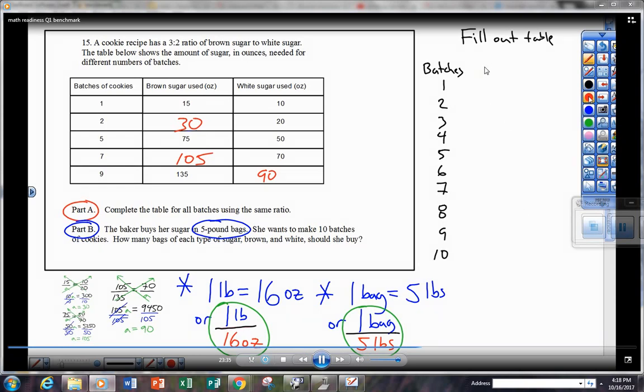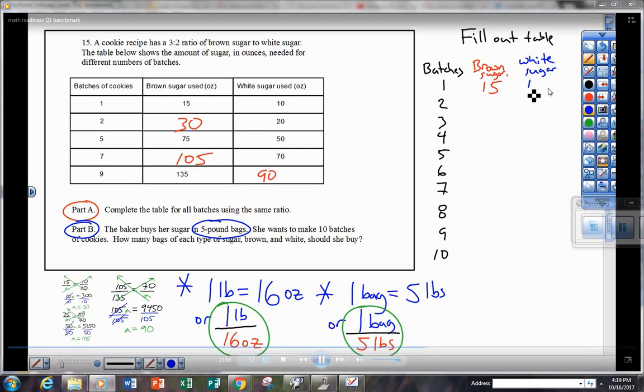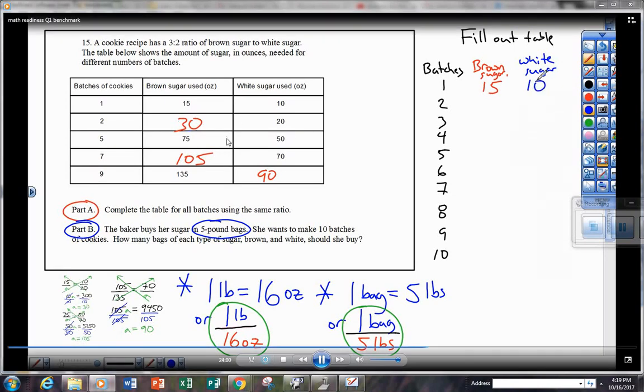So for brown sugar here, I start with 15. I know there's 15 ounces for 1 batch of brown sugar. And then I'm going to use white sugar, and that starts with 10 ounces. So for brown sugar, starting with 15, and white sugar starting with 10, and using the numbers I got by filling out my table, I know the next step is 30, and this is 20. Now I have enough to find the pattern and fill out the rest of the table here.